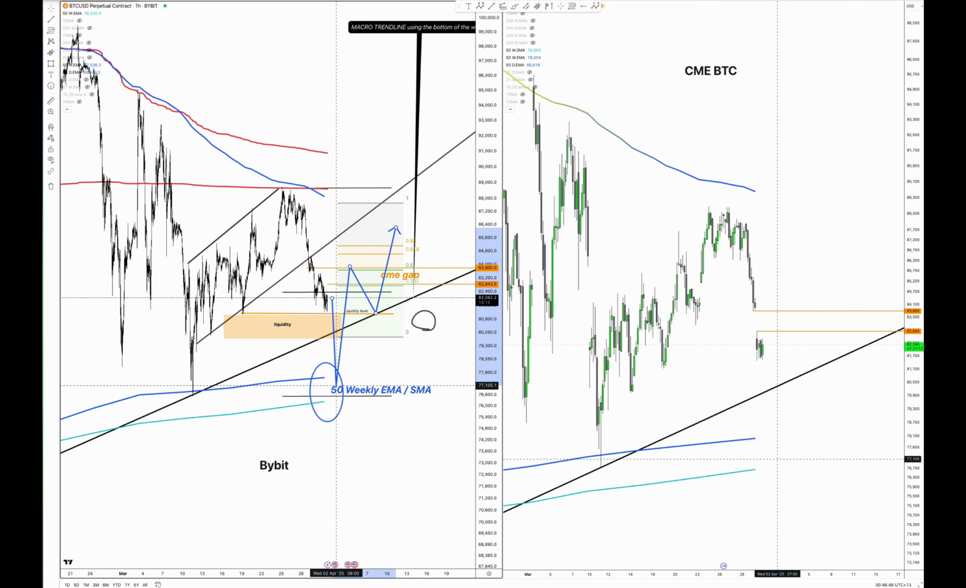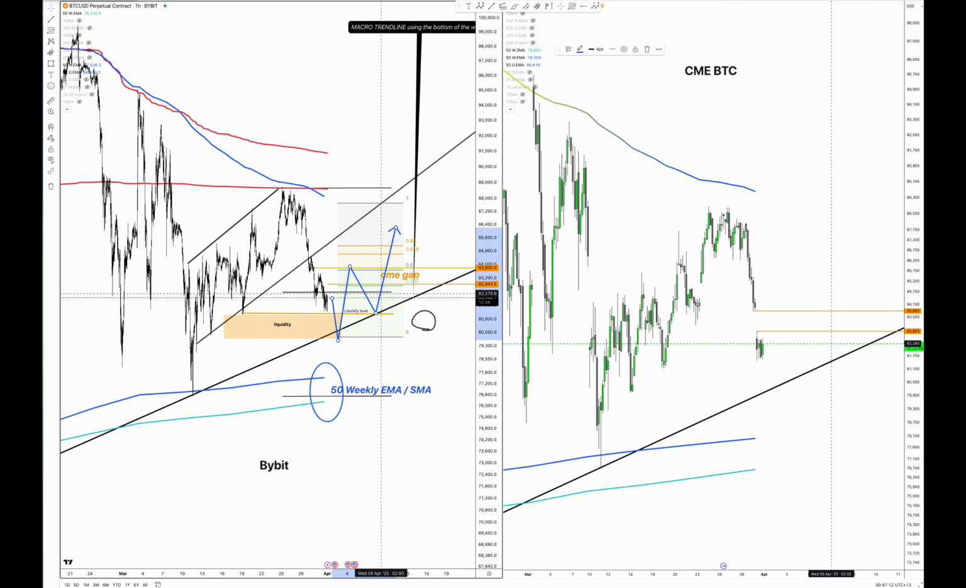If it comes down here, it's still valid. So if it's down here, I'll buy it. And if it's down here, I'll buy it. We're going to look for signs to buy. Now, that's one scenario where we would take out the liquidity below or further down, and then we go up and fill the gap, and then we get a rejection, right? And then we'll see what happens after that.